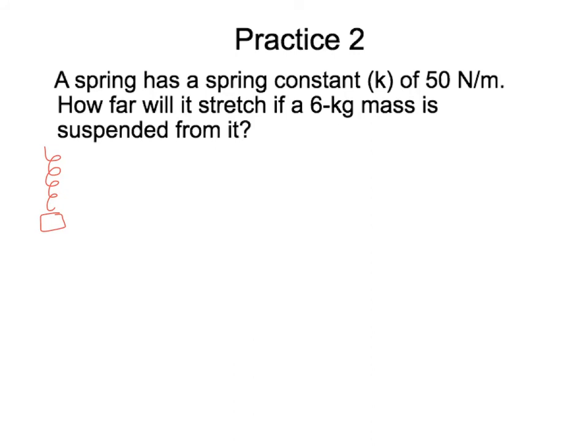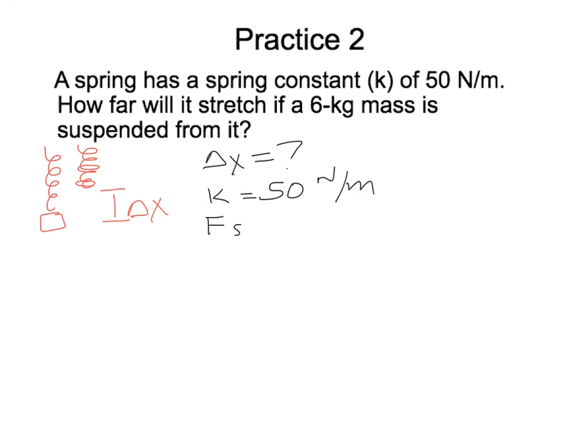So a spring has a spring constant K of 50 Newton over meters. How far will it stretch with a 6 kilogram mass? So here is our tightly bound spring. Then when the mass is added to it, it stretches delta X. So our delta X is our unknown. We know that our K value is equal to 50 Newton over meters. And in order to find delta X, we must know the spring force. According to the free body diagram, the spring force upward is equal to force of gravity down. So our force of spring is equal to mass times gravity, which is 6 times 9.8.